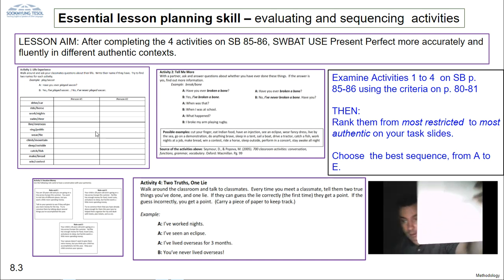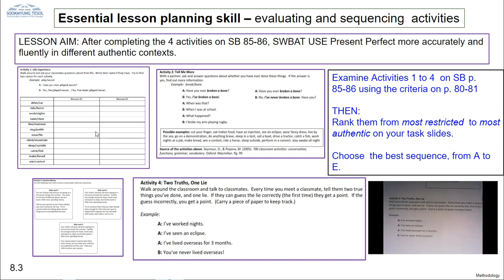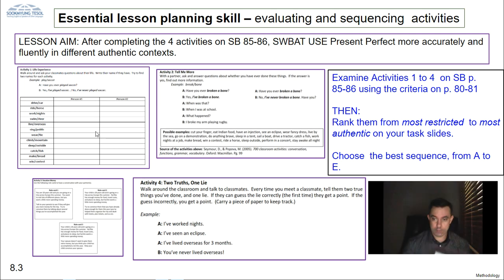And the next one is a classic, 2 truths and 1 lie. Okay, 2 truths and 1 lie. What's happening here? Activity 4, 2 truths and 1 lie. They're using present perfect, and they have to come up with 2 things that are true and 1 thing that's a lie about themselves, and then their partners, their classmates, guess which one's the lie. So, I've worked nights, I've seen an eclipse, I've lived overseas for 3 months. Which one's a lie? Partner says, you've never lived overseas.